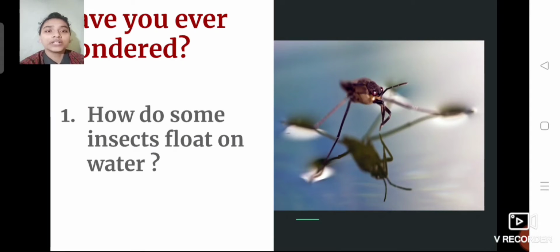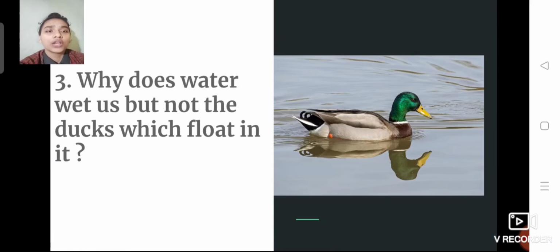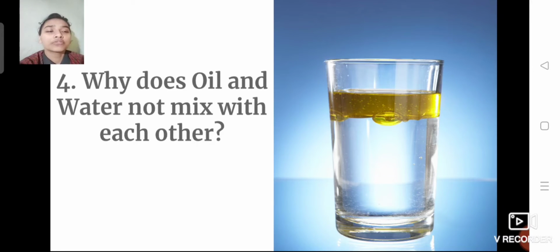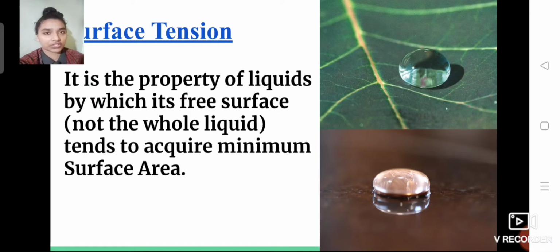Have you ever wondered how some insects float on water? Why are raindrops spherical in shape? You might have seen that water wets us but not the ducks which float in it. Also, whenever we try to mix water and oil, they do not mix with each other, whereas oil forms a layer on the surface of water. What do you think? What could be the reason behind all these activities? The reason behind all these activities is just the same, which is surface tension.